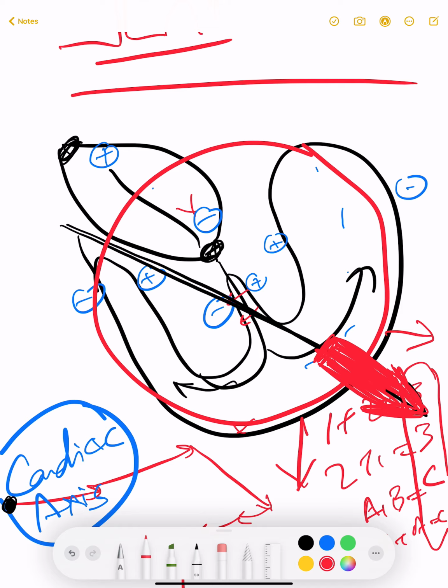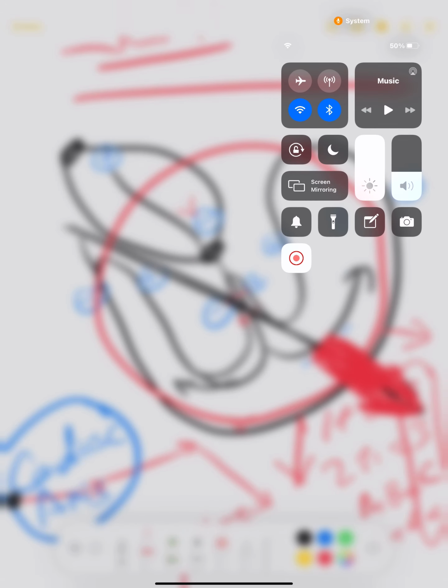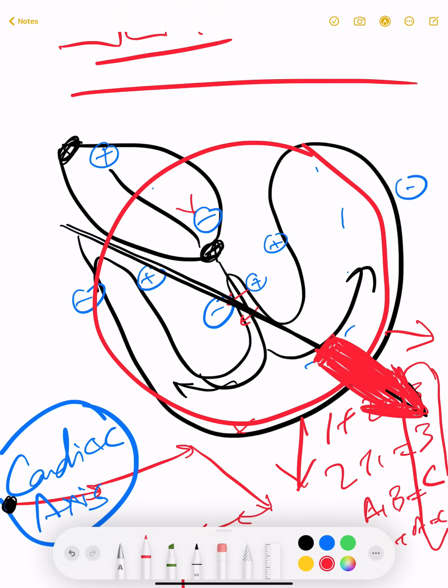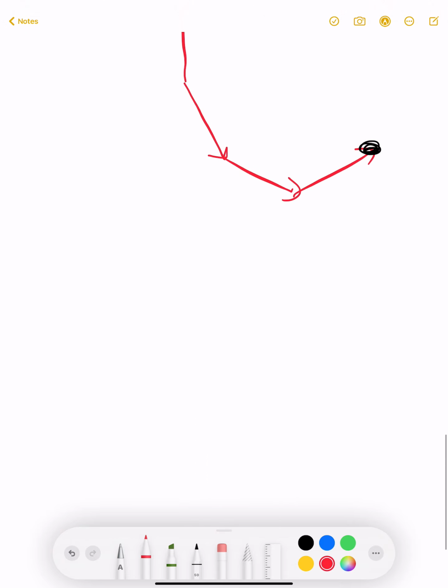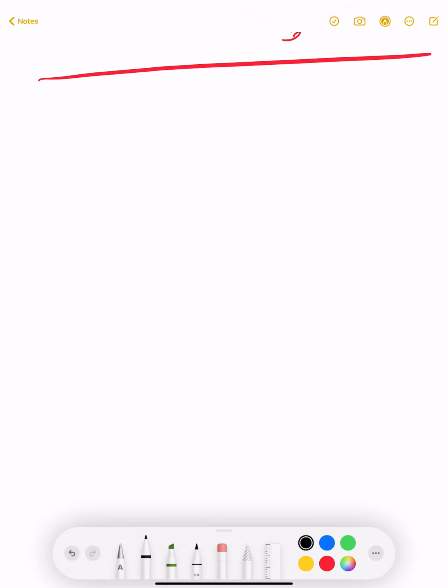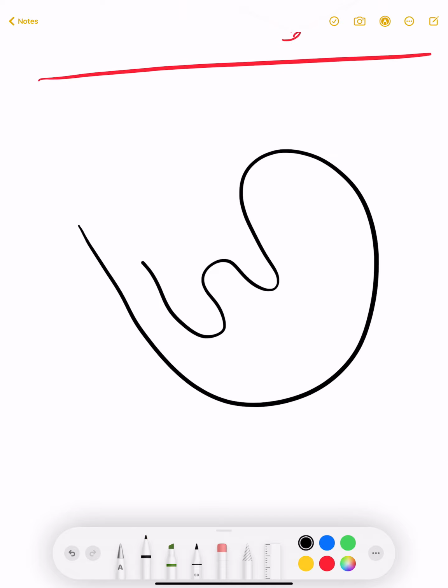It is actually the cumulative effect, the addition of all the vectors which we have in our heart. Okay, so this is one concept, our normal cardiac axis, how it is generated and how it works. Now in this video, we will discuss how this axis is deviated.